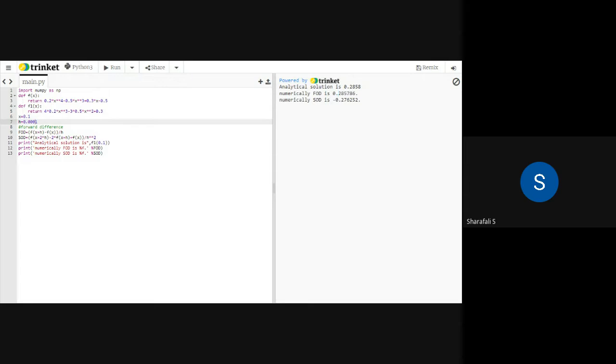Similarly, you can also see the change in the second order differentiation when you change the h value. The first time we got 0.5, now it is 0.276. This is the second order differentiation of that particular polynomial at x equal to 0.1. This program is just for the forward difference method. You can also do the same for the backward difference method, changing x plus h to x minus h.